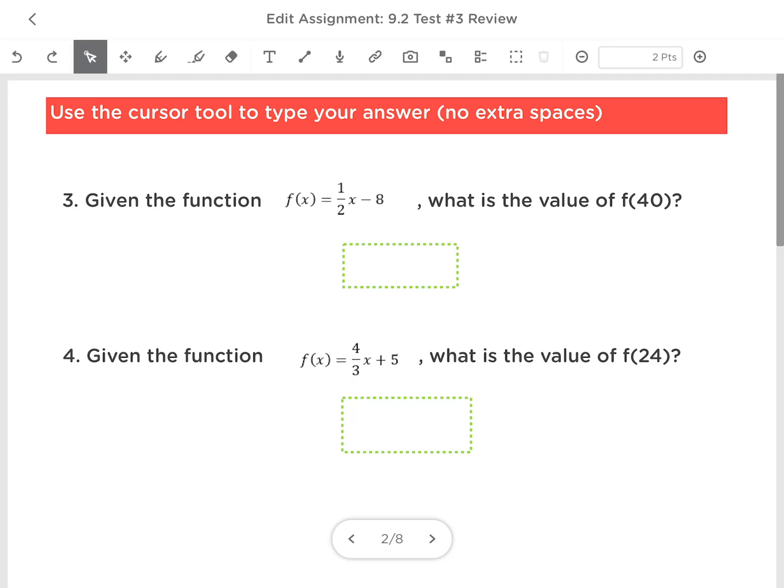Looking at number 3 and 4, this is something that we've been doing since almost day 1 of school, the first week of school. Function notation. So given the function f of x equals 1/2 x minus 8, what is the value of f of 40? Remember, all that is telling me is that x equals 40. I need to find the y value. So I'm going to replace this x with the number 40 and just type it in my calculator.